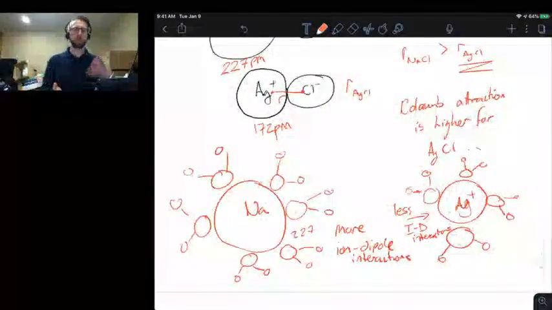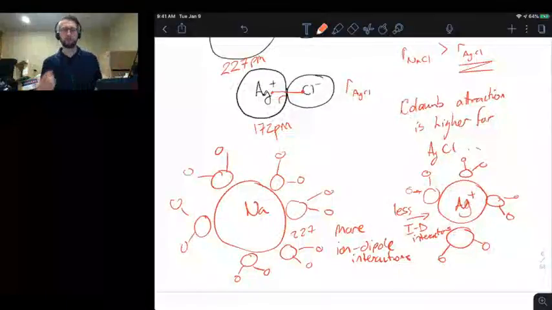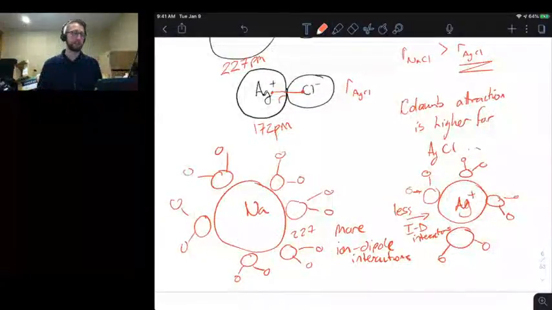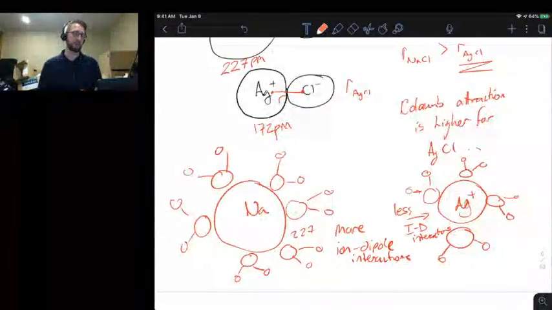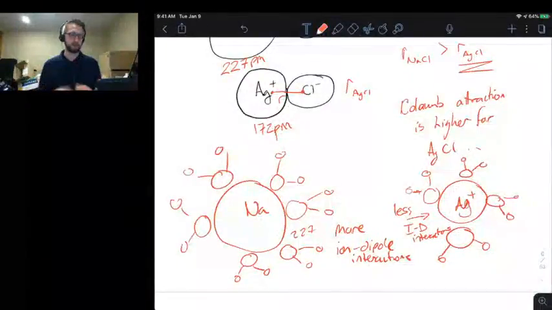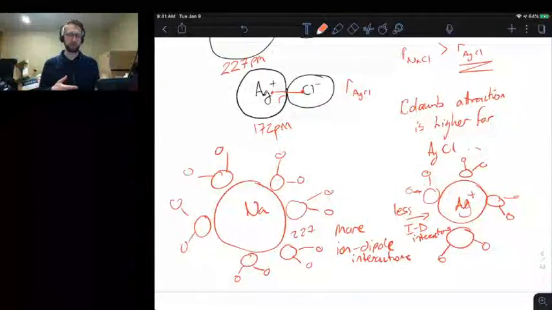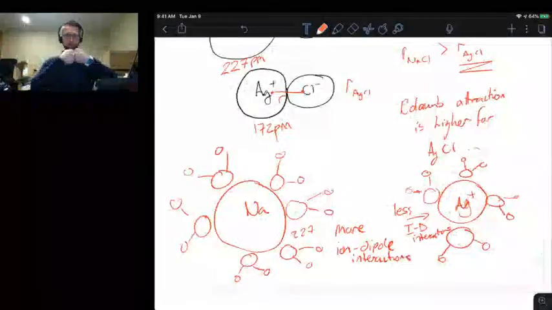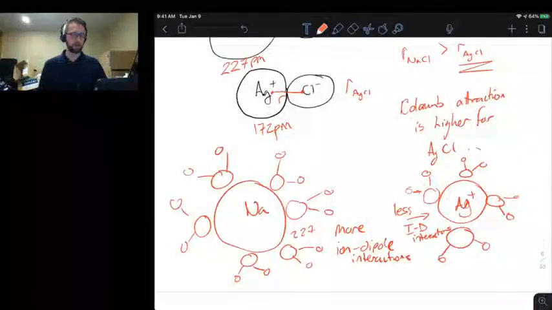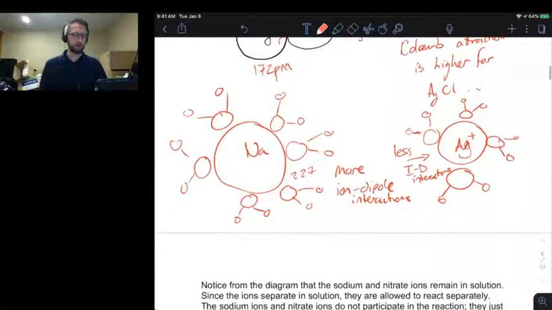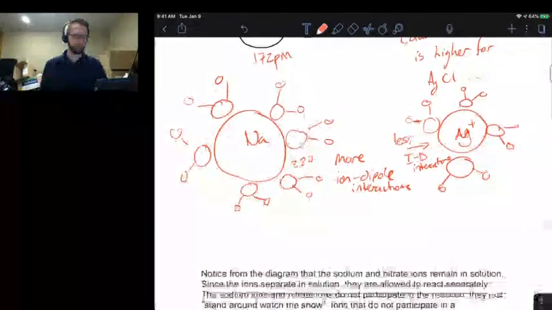You have the side where the silver is dissolved. If the silver's other partner is something that doesn't want to hang out with it, like silver and nitrate, they don't really like each other anyways, then that's of course fine. When it's in water, the benefit's there. But when you put it into a solution with the chlorine, the silver and the chlorine will find each other, and that high attraction will not be able to break apart again from the formation of these weaker ion attractions. So notice from the diagram that the sodium and nitrate ions remain in solution.